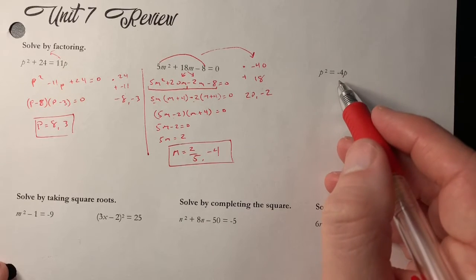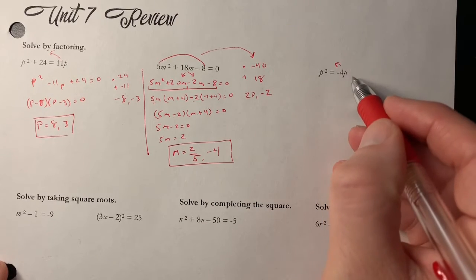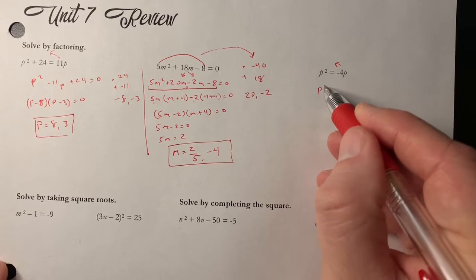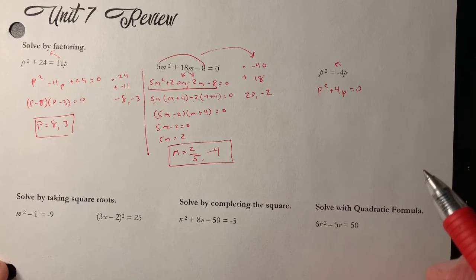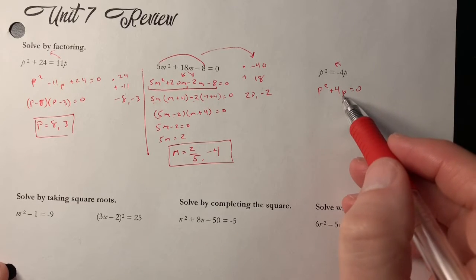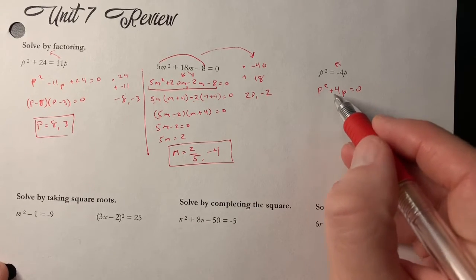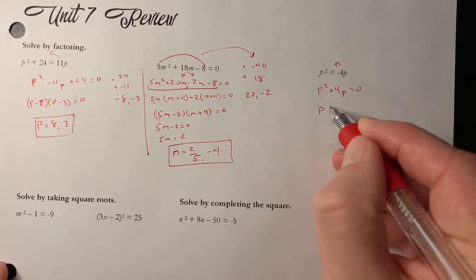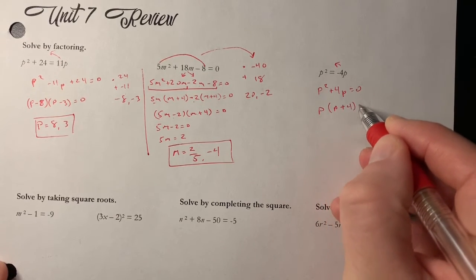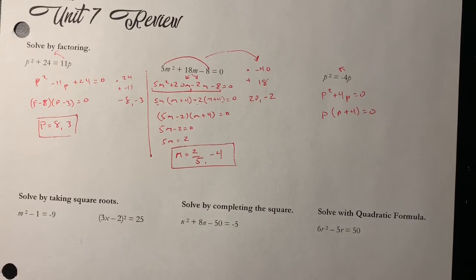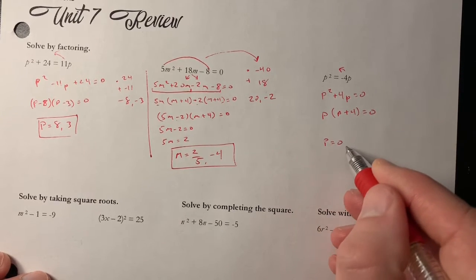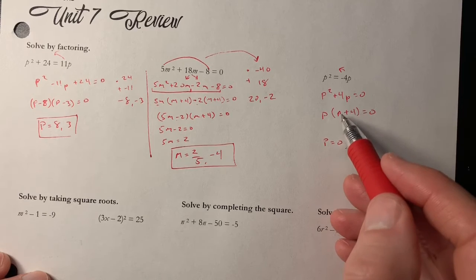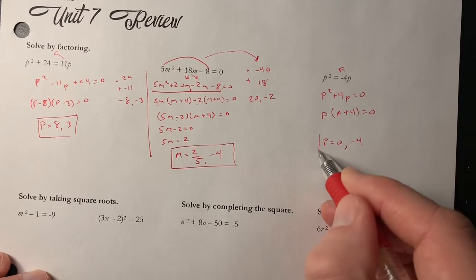And last in this section, I'm going to move this minus 4p to the left side, so I'll get p squared plus 4p equals 0. With this one, all I can do is factor out the GCF. The GCF of these two terms is p, so p times p plus 4 equals 0. And from there, I can go right to my two solutions. What makes the first factor equal to 0 is if p equals 0. And what makes the second factor equal 0 is if p equals negative 4.